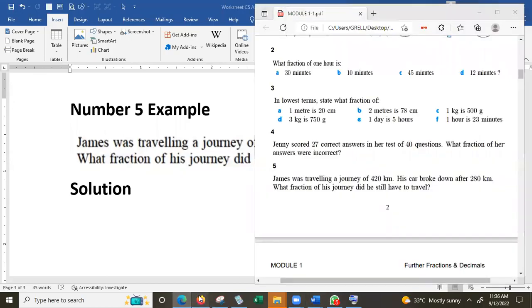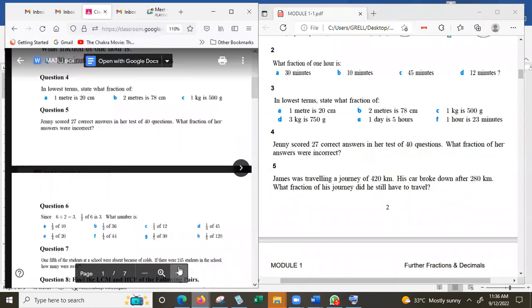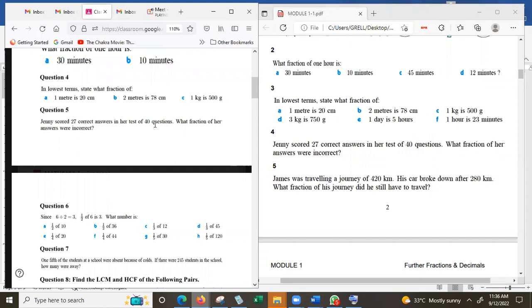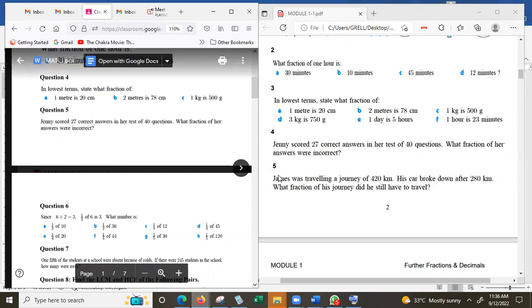So when we look at the assignment, it says Jenny scored 27 correct answers in a test of 40 questions. What fraction of answers were incorrect? An example like this would be: James was traveling a journey of 420 kilometers. His car broke down after 280 kilometers. What fraction of his journey did he still have to travel? So they are very similar.